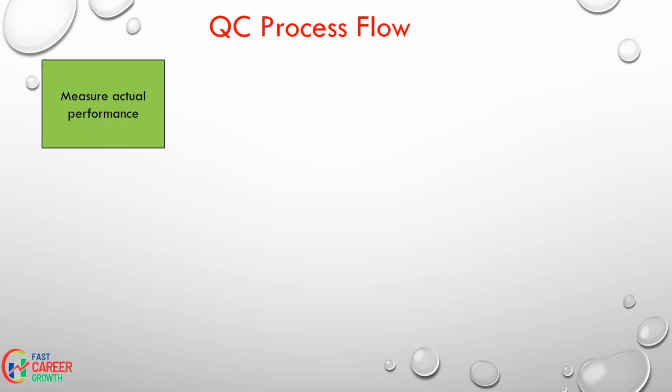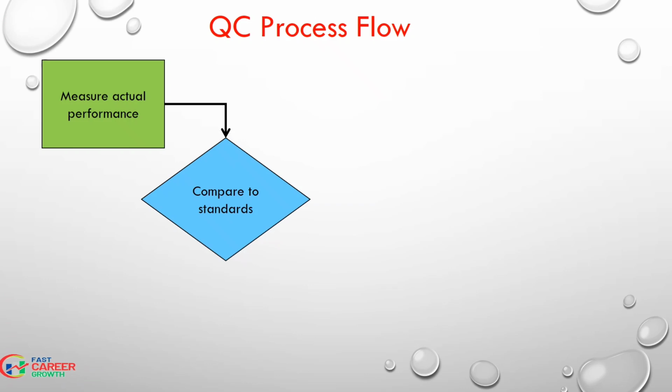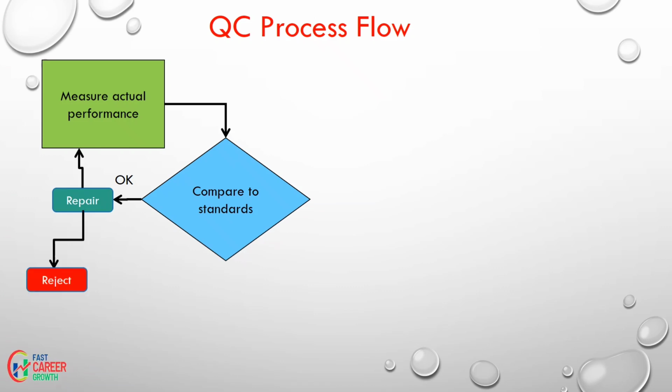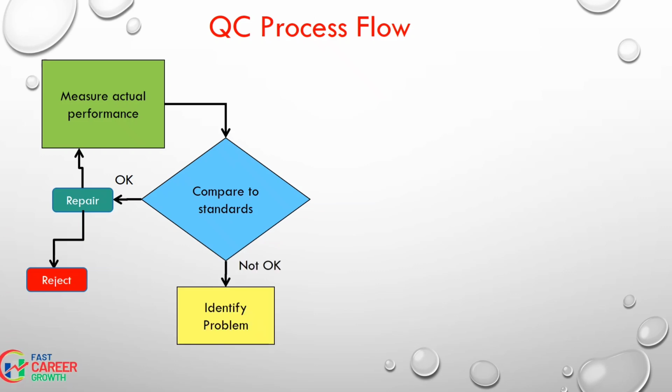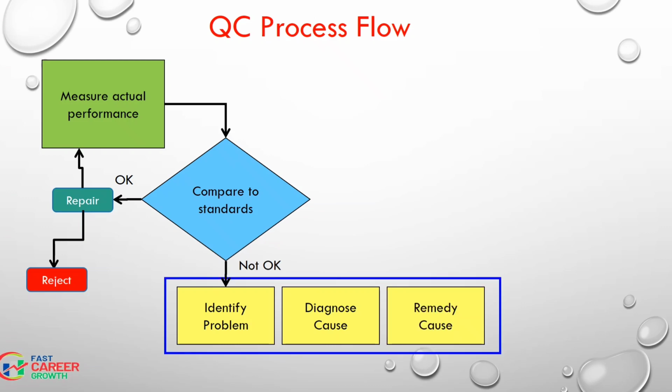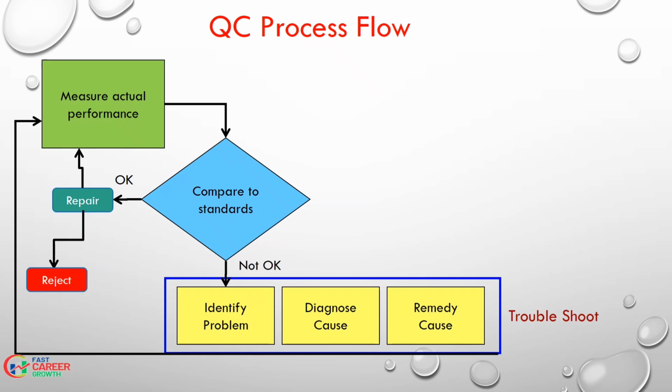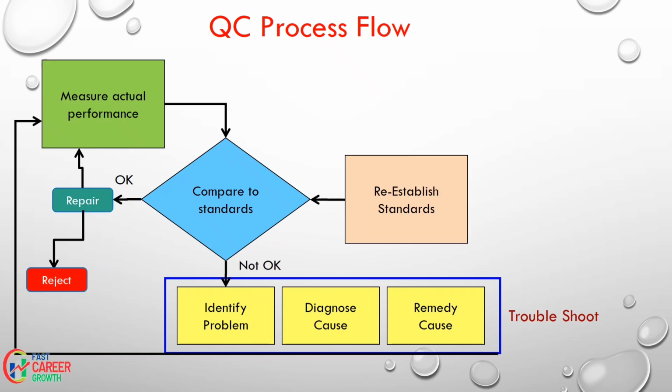Let's discuss the quality control process flowchart. First, actual performance is measured. Data is compared with established standards. If it is okay, then the product will go to the next process, or else it will go for repair or rejection. If it is found not okay, problem areas are explored and a solution is reached. This is called troubleshooting. Once the problem is solved, then do a trial run and measure the actual performance. Re-establish the standards after the solution, as there may be changes in operation standards.